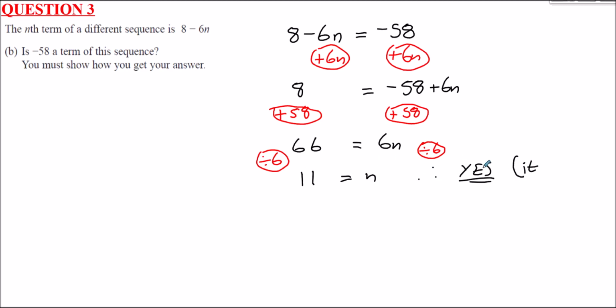If we had got a value here which was a decimal, for example 10.5, we'd interpret that in terms of minus 58 being in between the 10th and 11th. But because we end up with a whole number value, that shows that it is in the sequence. So using this method, a whole number value says that it's in the sequence. A decimal or fraction would mean it is not. Because 11 is a whole number, therefore this is in the sequence, and therefore is the 11th term. So yes, in brackets, it is the 11th term.